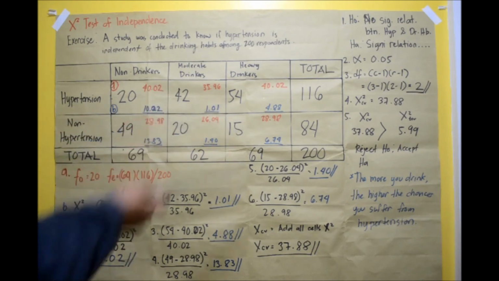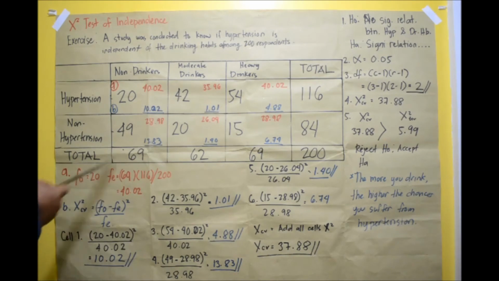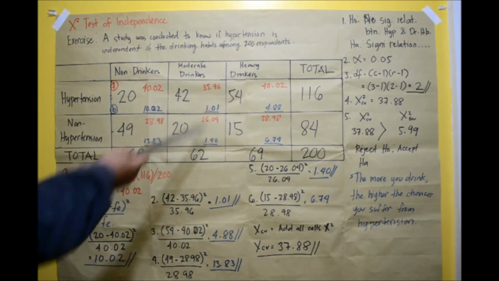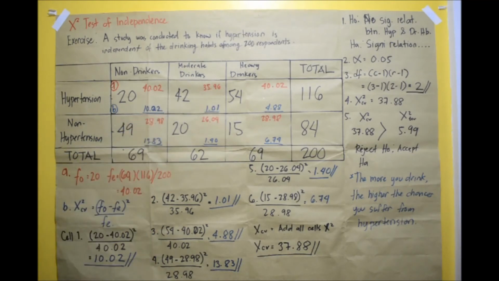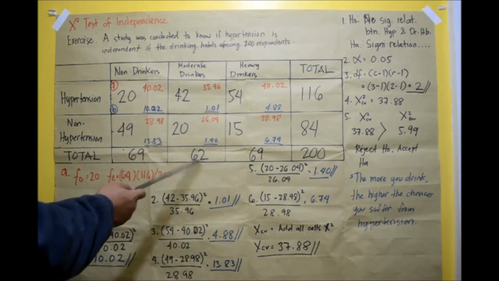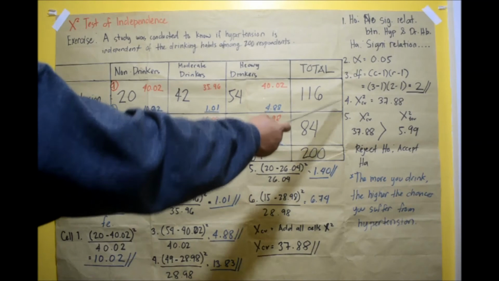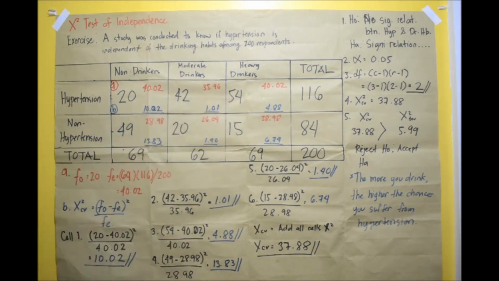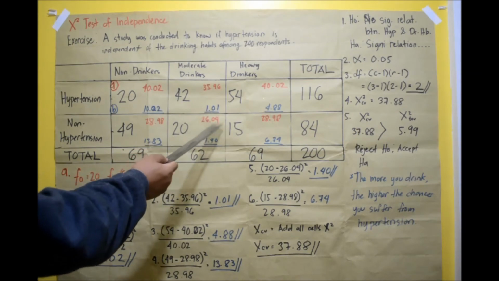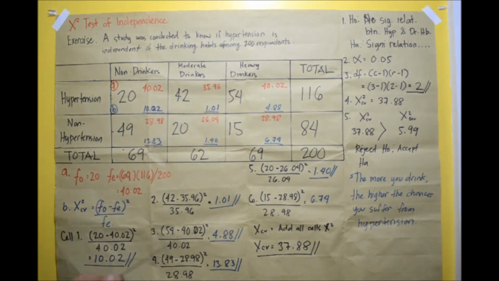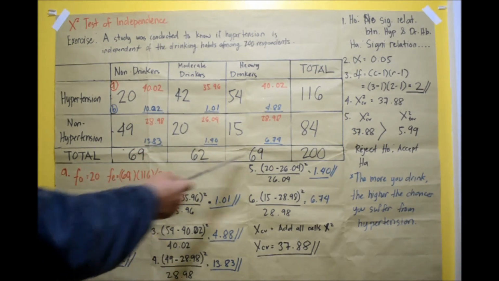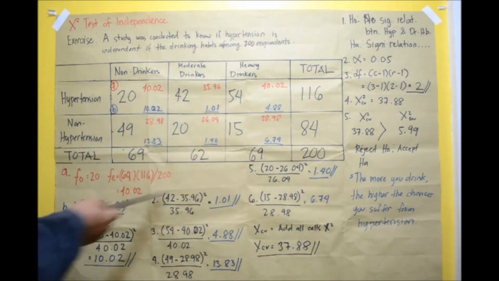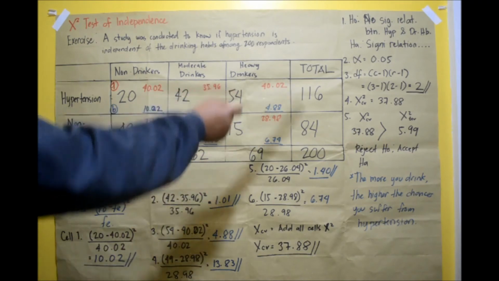Now, to give you an example for cell 2. We are still on the red, the observed frequency, the FO. Where did we get this 35.96? We multiply 62 times 116 divided by 200. That is where we got 35.96. Now, say this 26.04, where did we get that? 62 times 84 divided by 200. So we do all the red first.